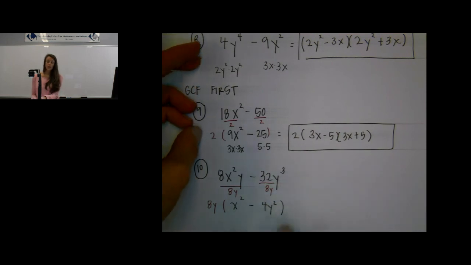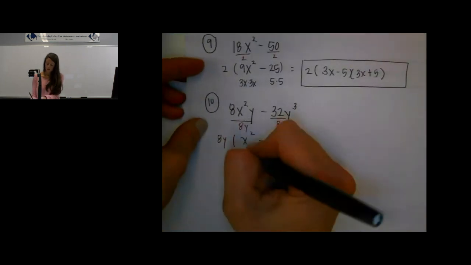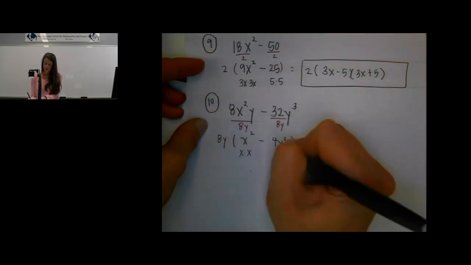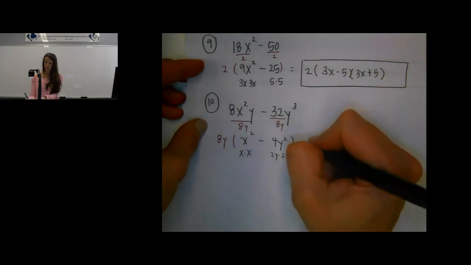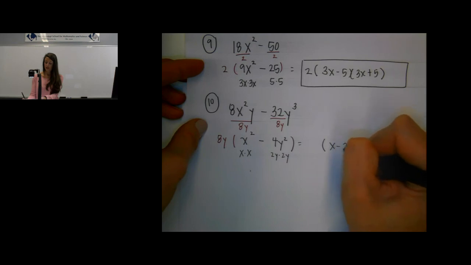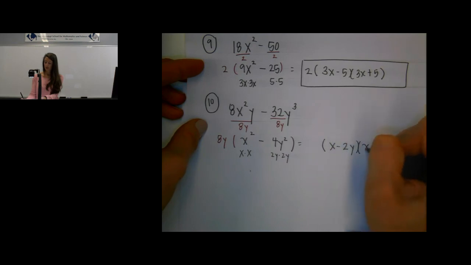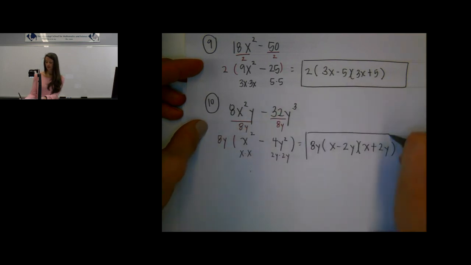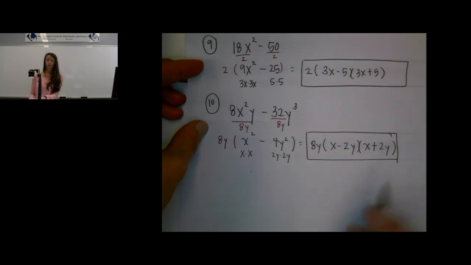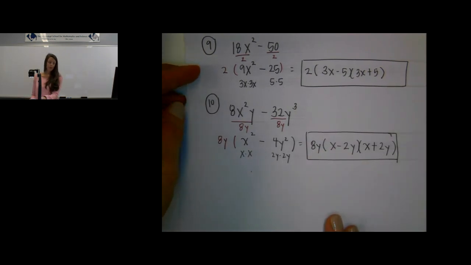Is what's left over a difference of two squares? The first term is x times x. The second term is a 2y times a 2y, right? There's a minus sign in between them, so that can factor to x minus 2y times x plus 2y. What did you factor out in the very beginning? An 8y. There you go.